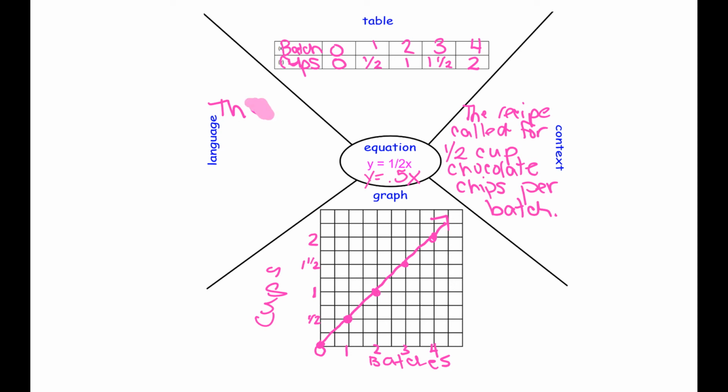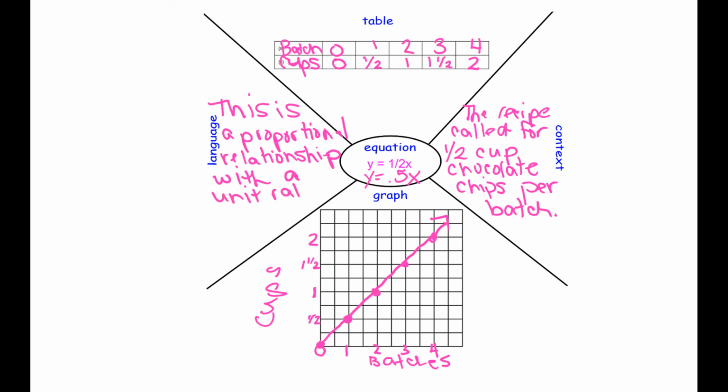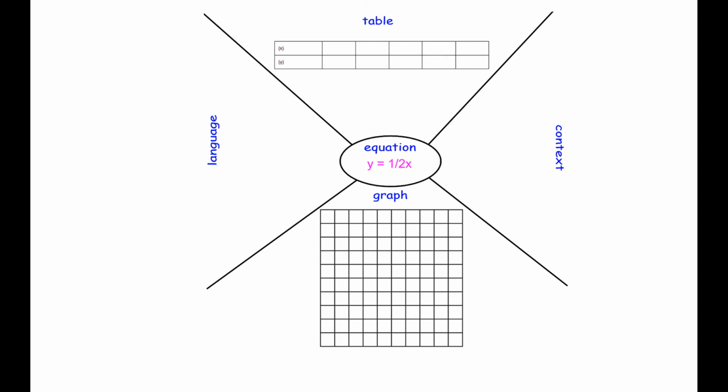Oopsies. I wanted to erase that because I need to write this is a proportional relationship with a unit rate of half. And that is another 5 reps.